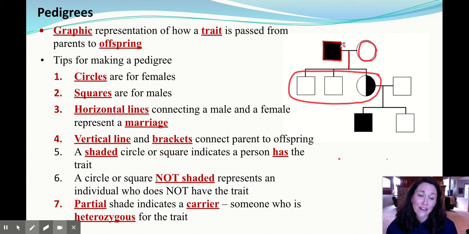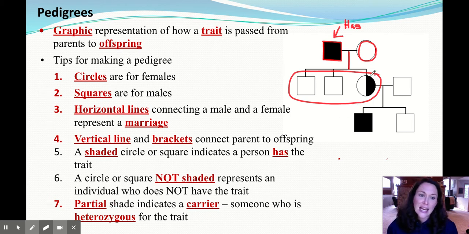If any of the squares or circles are shaded, that indicates that the individual has the disorder. Like this person right here, he has whatever disorder it is we're tracing. Individuals that are not shaded do not have the disorder. So they're not going to be affected by whatever trait it is we're following through a pedigree.